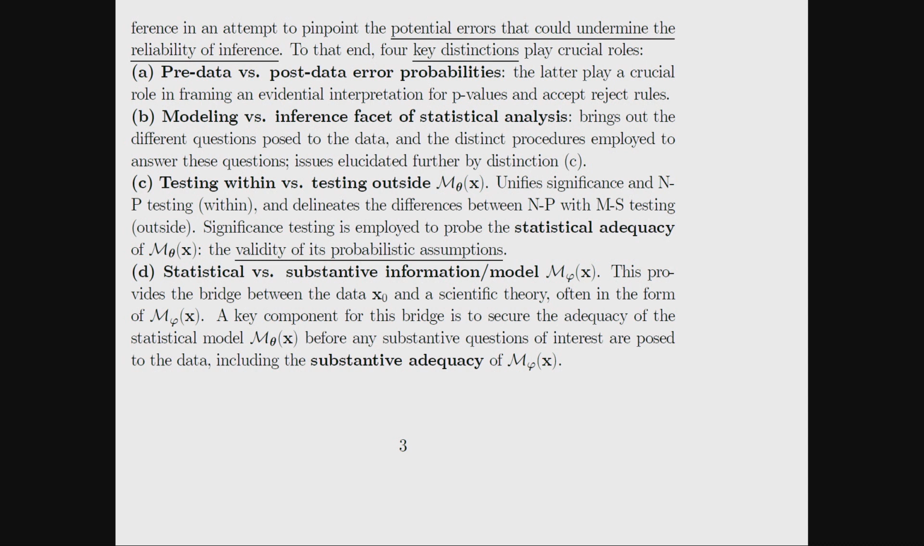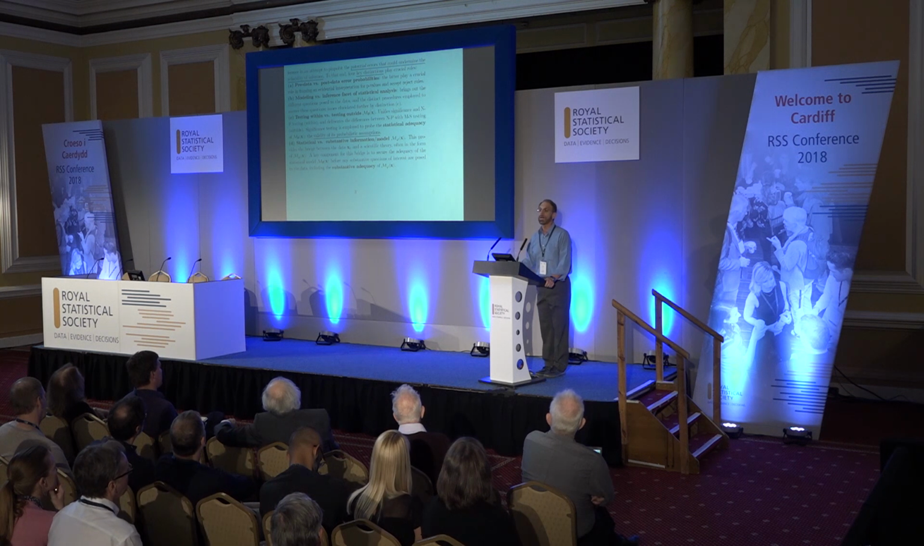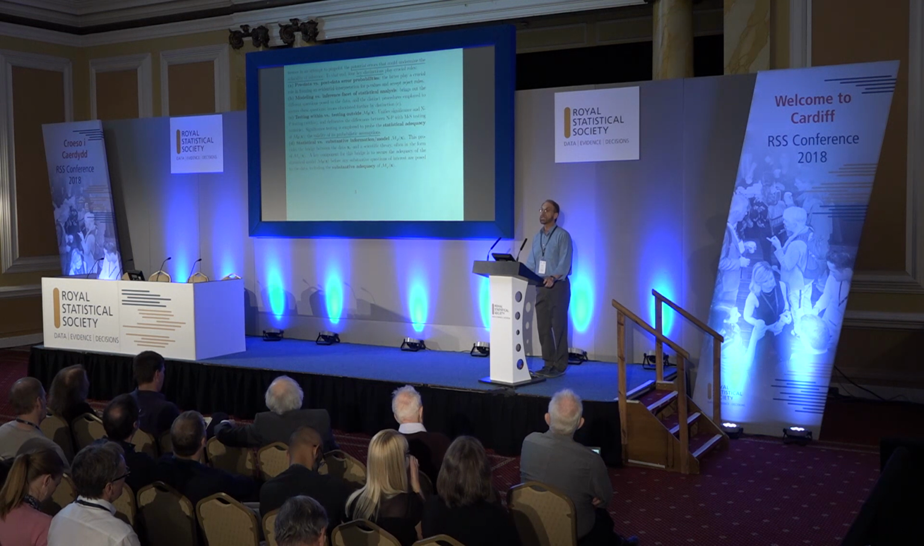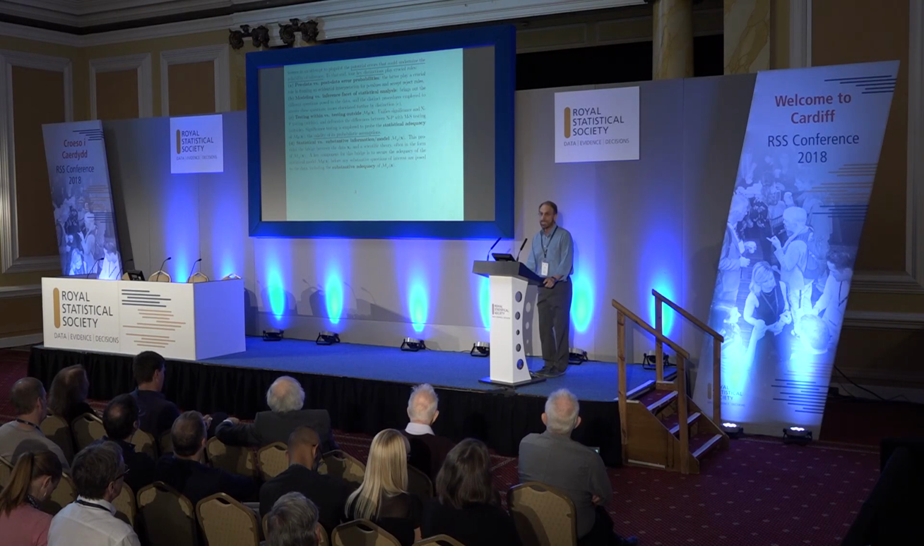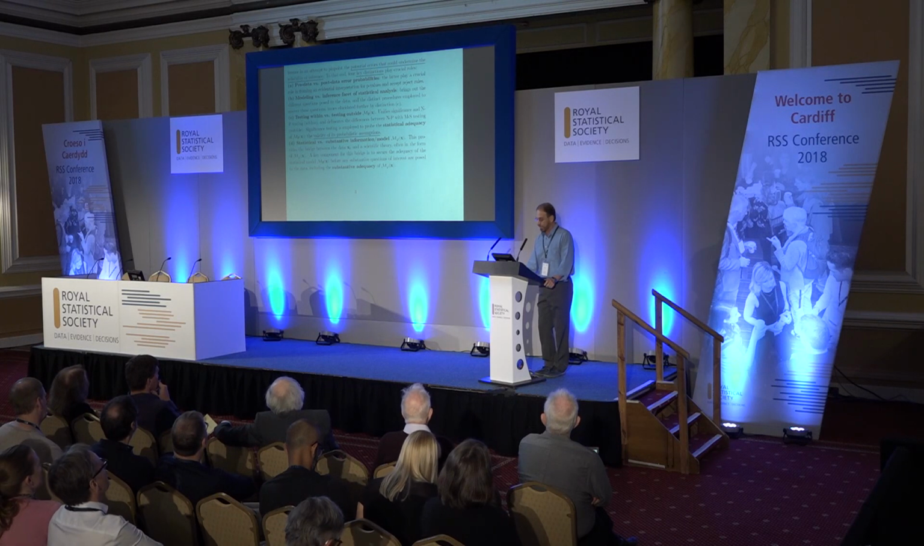The first is the distinction between pre-data and post-data error probabilities. P-value is a post-data error probability. Type 1 and type 2 is pre-test error probability. And confusing the two can create all kinds of problems. Yes, mathematically, they're related, but the underlying reasoning behind each one of them is different. And I'm going to make a case that if we want to go beyond p-values and accept-reject rules, we really need to work with post-data error probabilities. And severe testing proposed by Deborah Mayo is such an error probability.